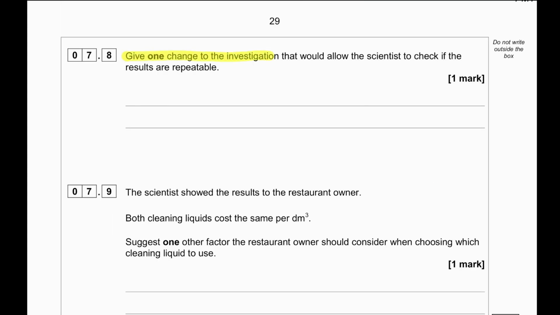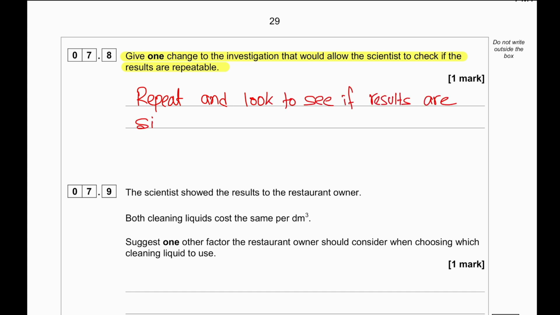Give one change to the investigation that would allow the scientists to check if the results are repeatable. In order to find whether a particular result is repeatable or not, the scientist must repeat the same experiment and then look to see if the results are similar or nearly similar to the previous experiment.